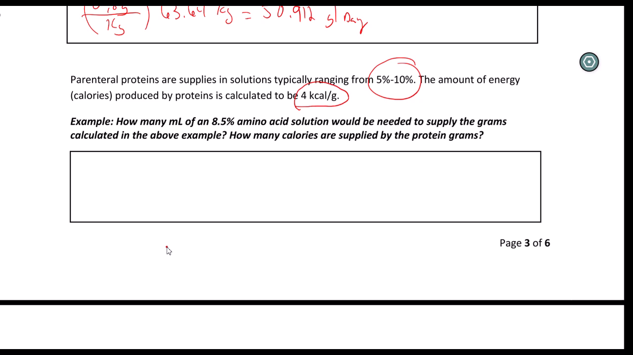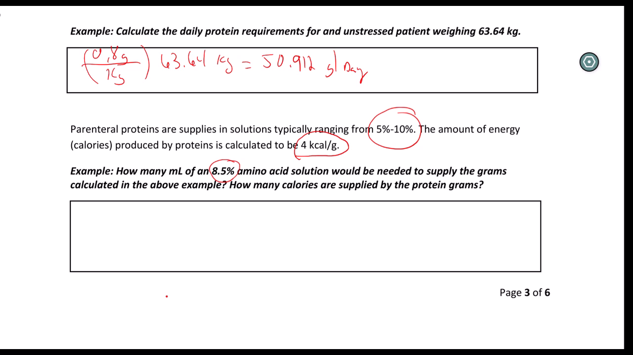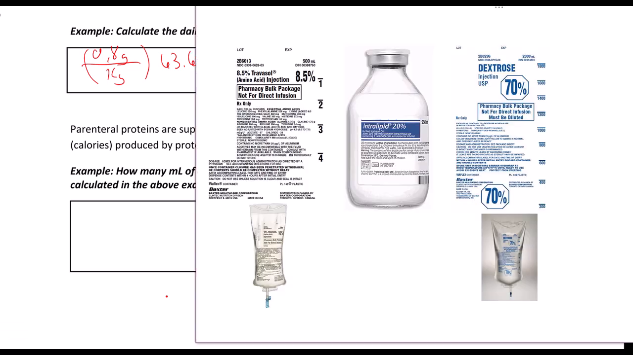It says that, this example says, how many mLs of an 8.5% amino acid solution would be needed to supply the grams calculated in the above? And then how many kilocalories would that supply? So what this is asking is, I'm going to show you a little picture here. This is the way that the solutions show up.